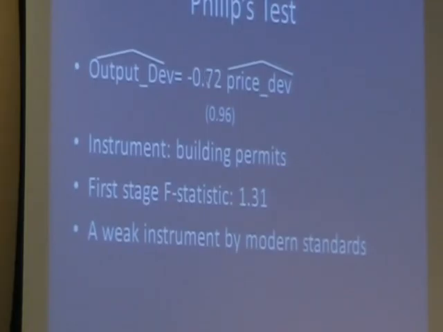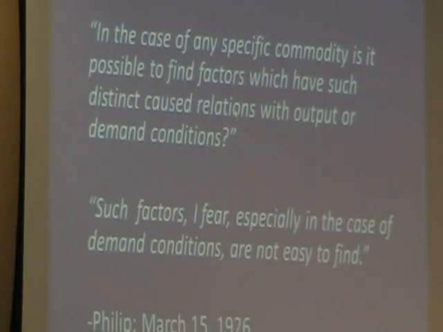And he uses the instrument with building permits. But the first stage F statistic is only 1.31. So by modern standards, this was a weak instrument. But he knows that, which is amazing.